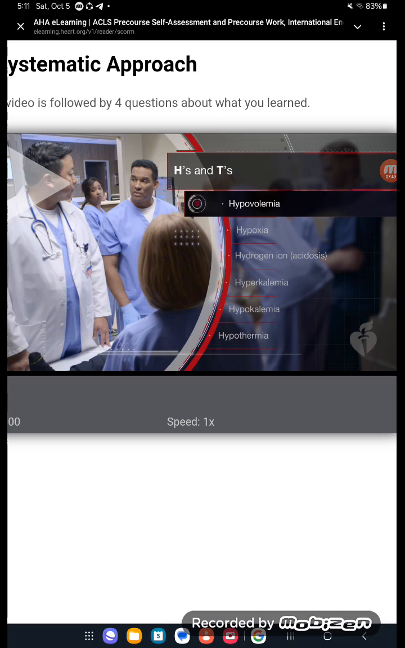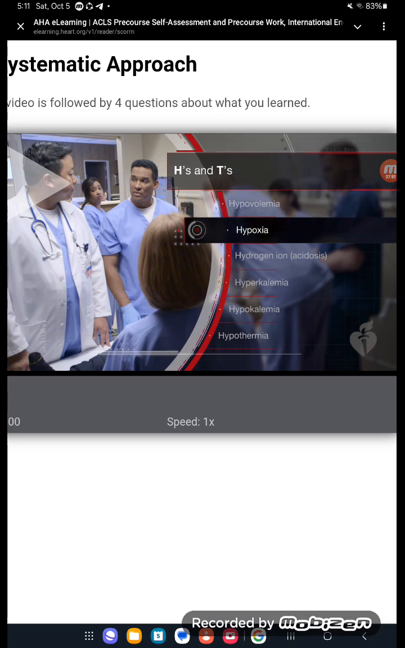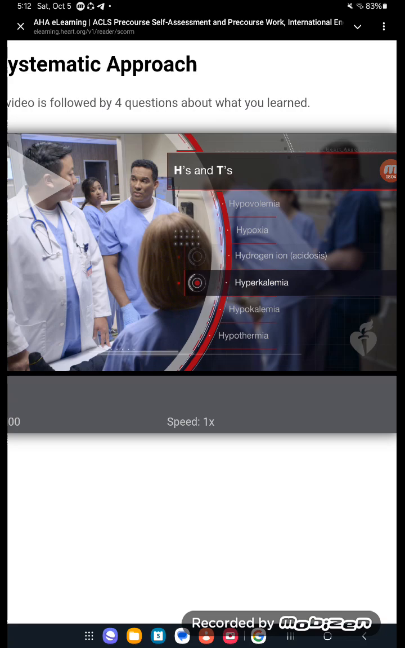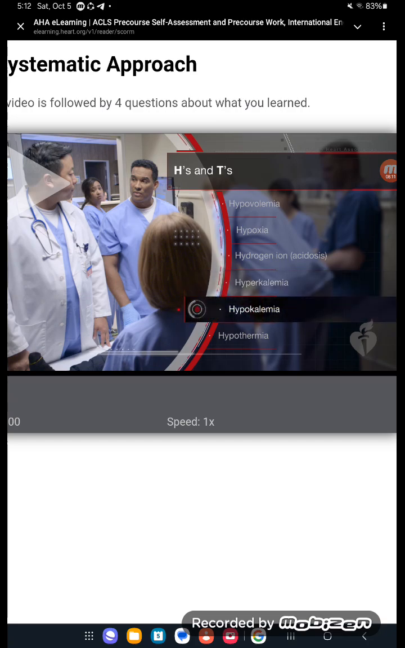Hypovolemia is low blood volume. Hypoxia occurs when inadequate oxygen is reaching the body's tissues. Hydrogen ion or acidosis is the accumulation of acid and hydrogen ions in the blood and body tissues. Hyperkalemia is an abnormally high concentration of potassium ions in the blood. Hypokalemia is low blood potassium.